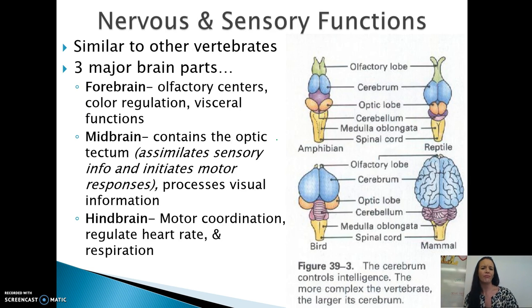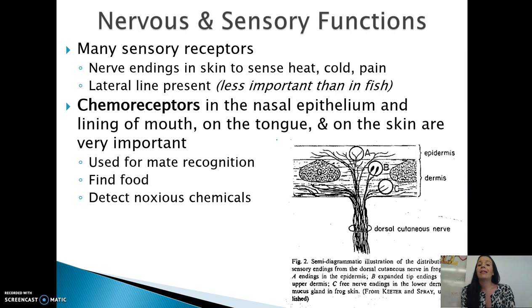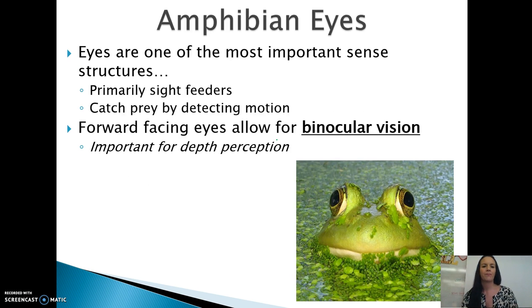Their nervous and sensory functions are very similar to other vertebrates, so they have those 3 major brain parts, a forebrain, a midbrain, and a hindbrain, and we're getting very, very specialized with the brain of amphibians versus fish. They also have many sensory receptors, so they have lots and lots of nerve endings on their skin. They can sense heat, cold, pain. They also have chemoreceptors, which is in their nose and the lining of their mouth and their tongue, which is used to find mates, find food, and detect toxic chemicals.